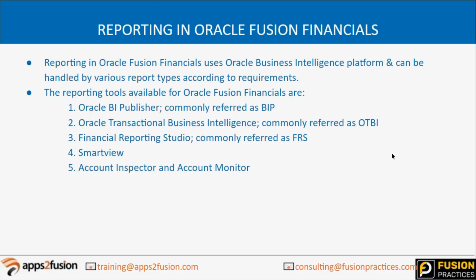Now we have these 5 reporting tools, actually 6 reporting tools, which we use in Oracle Fusion Financials. The very first reporting tool is Oracle BI Publisher, which we commonly refer to as BIP. The second one is Oracle Transactional Business Intelligence, which we refer to as OTBI. Third, we have Financial Reporting Studio, referred to as FRS. Fourth, we have SmartView. And we have 2 more reporting tools called Account Inspector and Account Monitor.